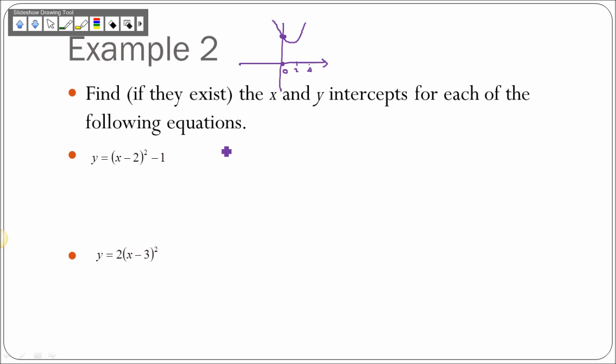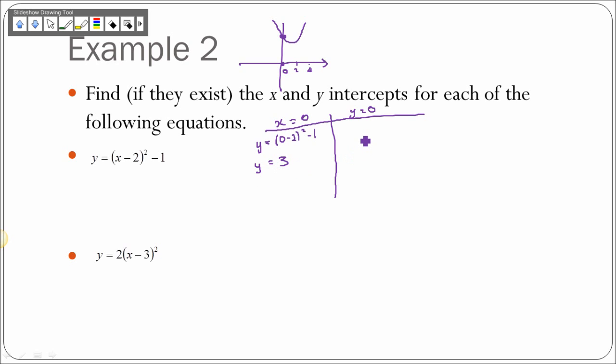Alright, so let's do that. For our very first question, we're going to have two sides of working out, and they will be when x equals 0 and when y equals 0, and they're going to give our two intercepts. So when x equals 0, we have the equation y equals (0 minus 2) squared minus 1. Now 0 minus 2 is just negative 2. Negative 2 squared is 4, and 4 take 1 is 3. So the y-intercept is at the value of y equals 3.